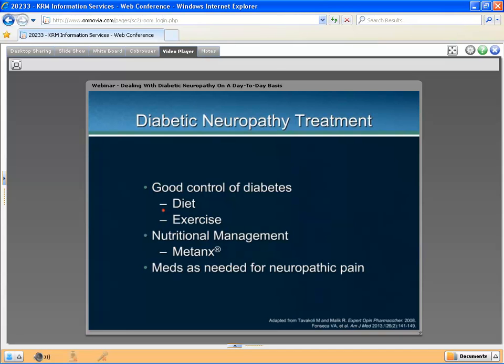I have my own teaching of patients. I will tell them your medications, even if it's insulin, is secondary. You've got to watch your diet carefully, exercise regularly. One or the other is not enough. You need to do both. That's how you treat the neuropathy.